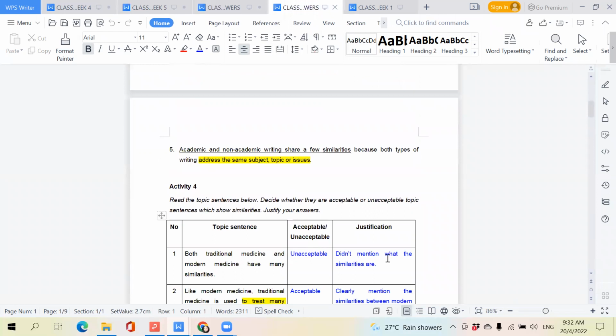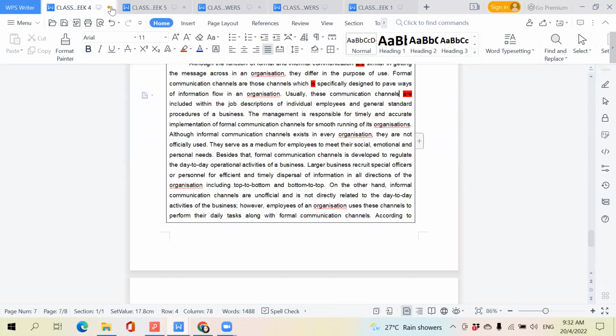Because it didn't mention what the similarities are all about. You have to mention them. You cannot say it like "remember." Alright? Okay, next. You cannot use this. So anyway, next. Oops, sorry.